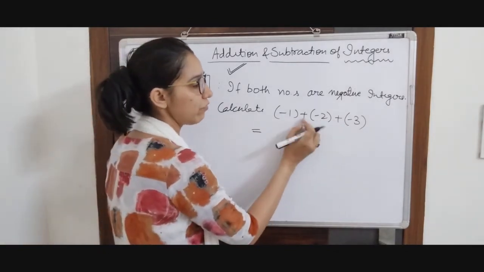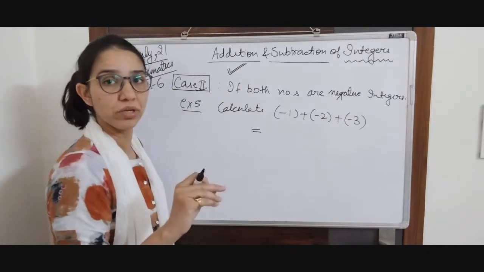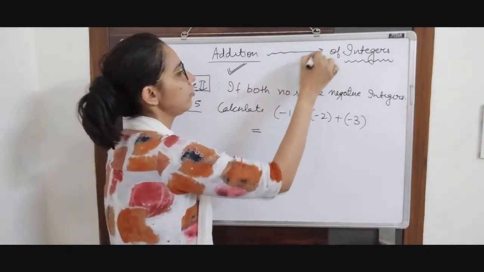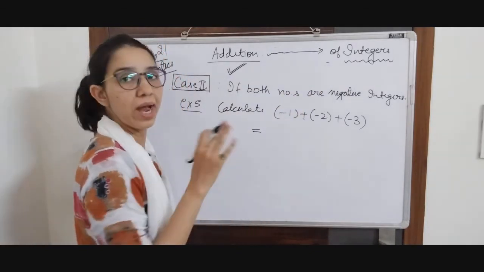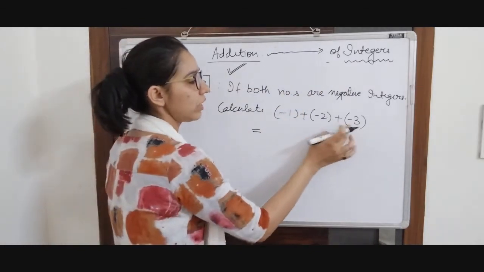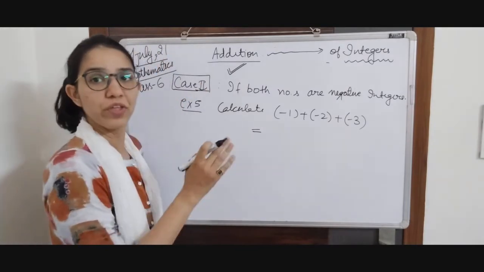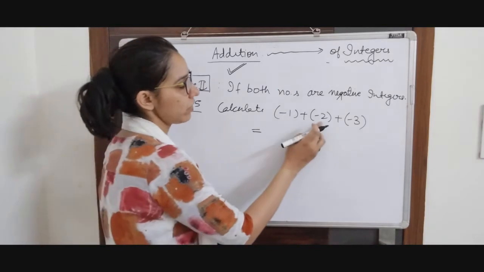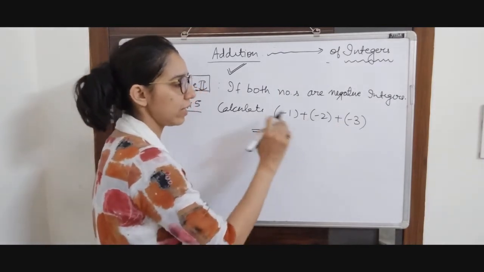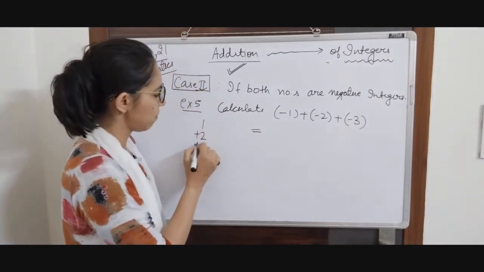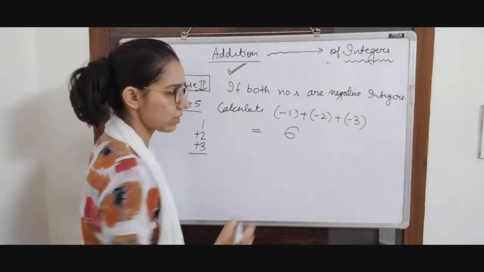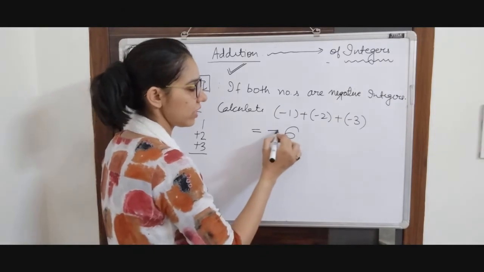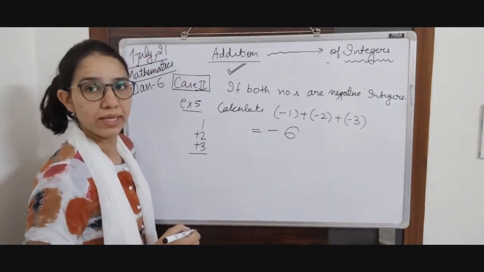All numbers are negative, and this is the rule for addition. We are not talking of subtraction here. We are talking about addition of integers. So this is the rule for addition only. If all the 3 numbers are negative integers, or if there are more than 3, then also we will apply the same method. If numbers are negative, we will add them. So 1 plus 2 plus 3, it is going to be how much? 6. And we will keep the sign, whatever sign they are having. They are having negative sign, so we will write it as -6.